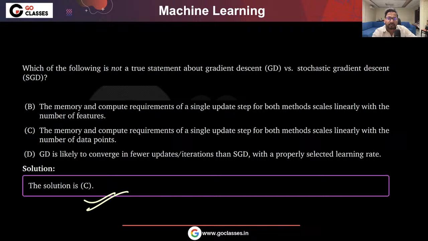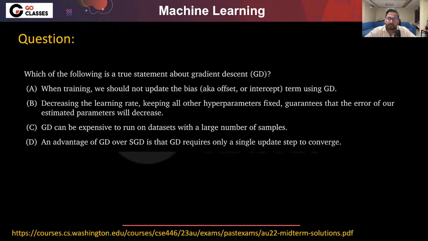Now let's just move to the next question. Which of the following is true for gradient descent? When training, we should not update the bias offset. So actually, we always update the weight vector, right? The gradient of L with respect to the weight vector. So tell me, should we update the weight vector, should it have W naught or not?